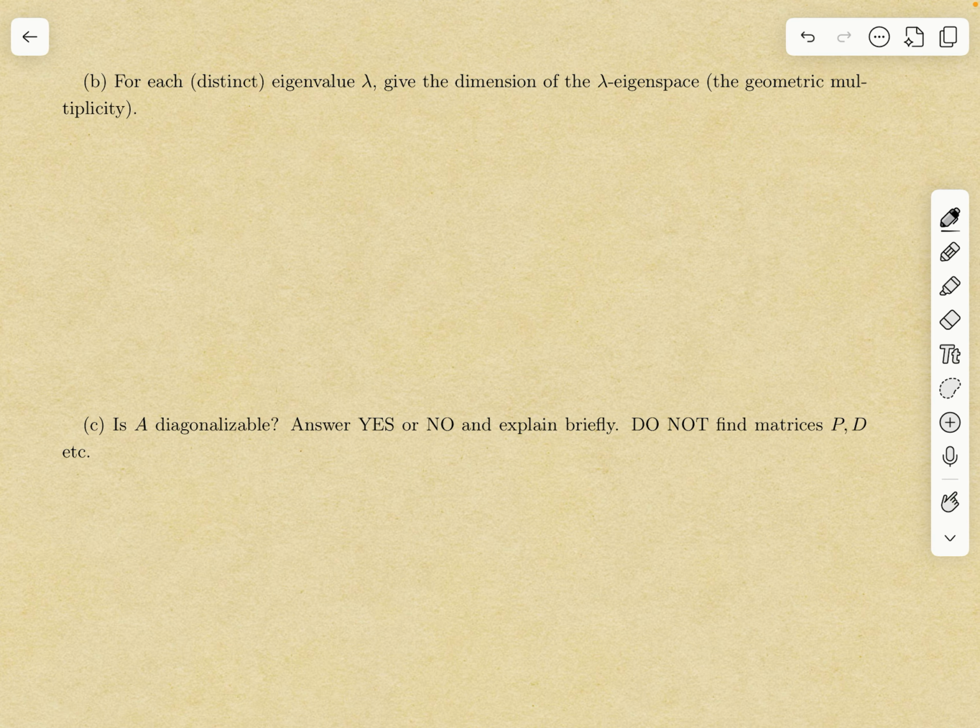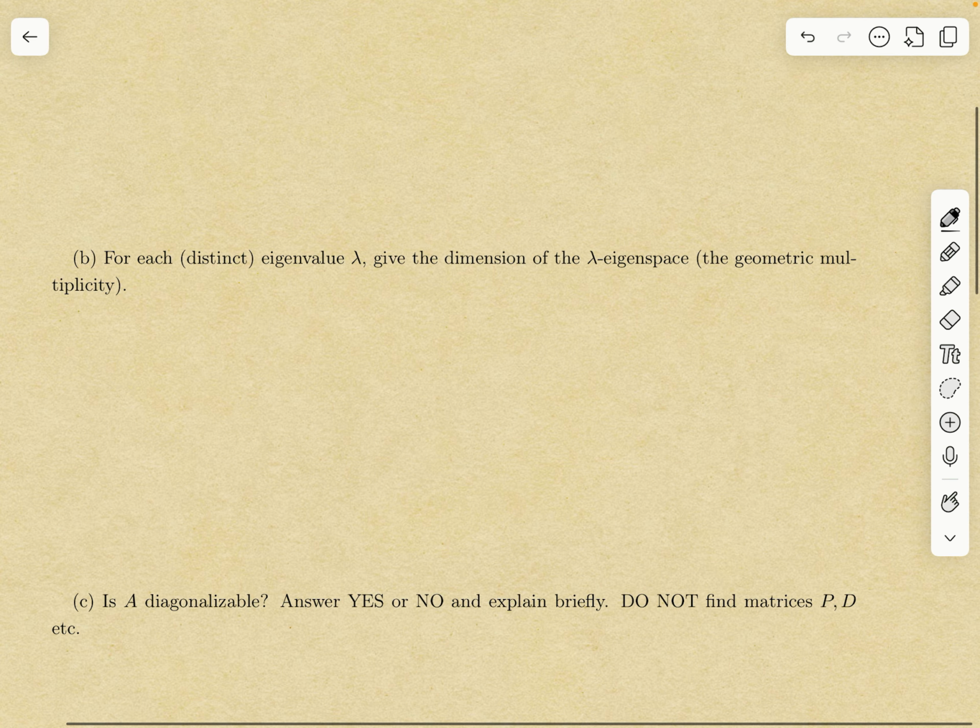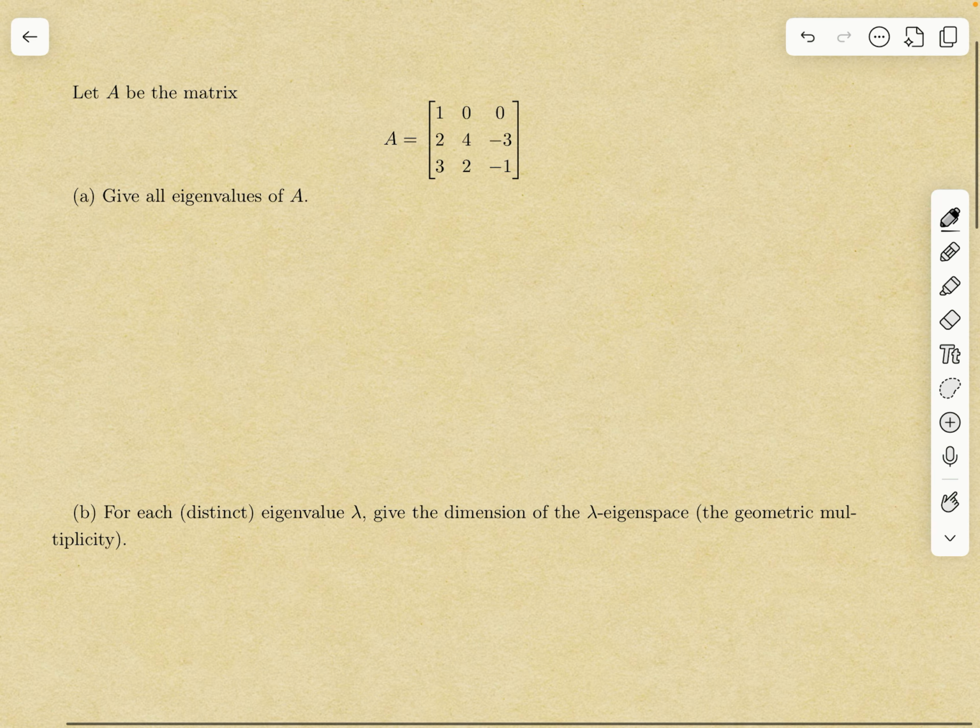Answer yes or no and explain briefly. Do not find matrices P, D, etc. So P and D are the matrices that are involved in the diagonalization of A. So the question just asks, is the matrix diagonalizable or not, and explain why, and it doesn't ask you to actually come up with the diagonalization. All right, so take a few moments and work on this problem, and then we'll go over the answer.